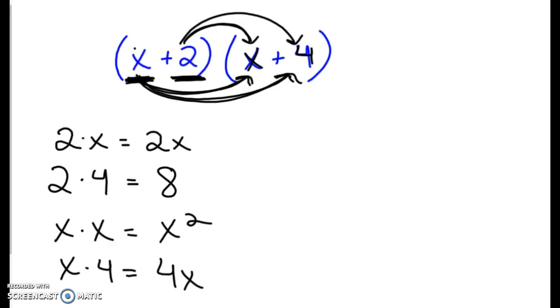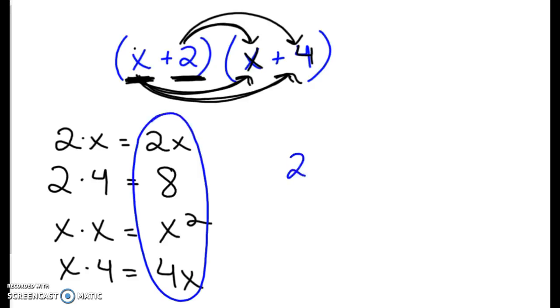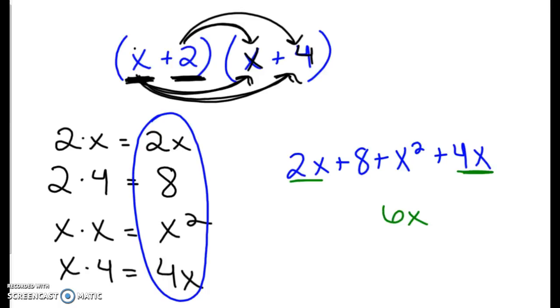Now we just put these 4 terms together. We get 2x plus 8 plus x squared plus 4x. Do I have any like terms going on here? Can I combine any? Well, I have a 2x and I have 4x. I can combine those to get 6x. And then I have my plus 8 still, and I have my x squared still.